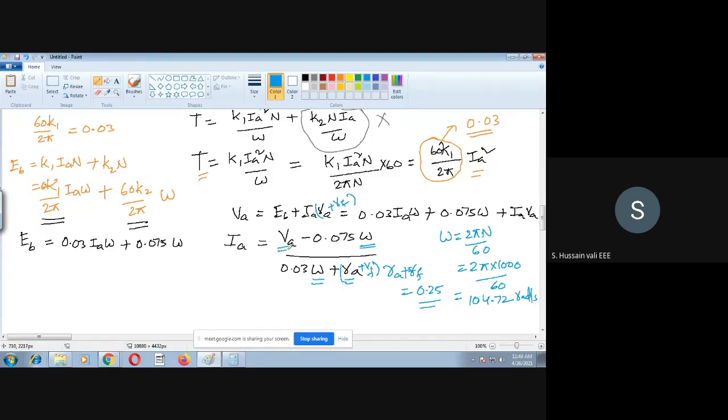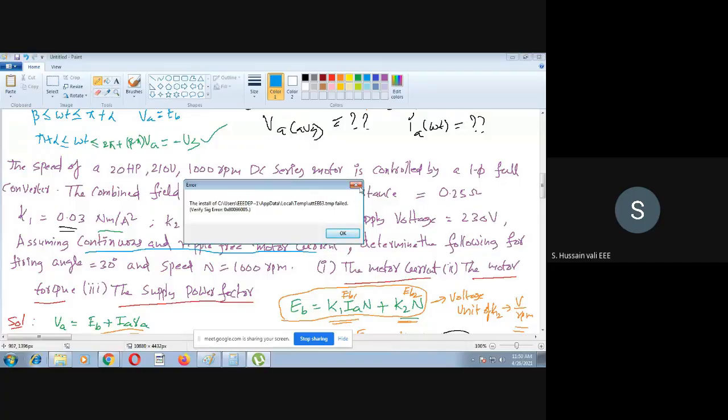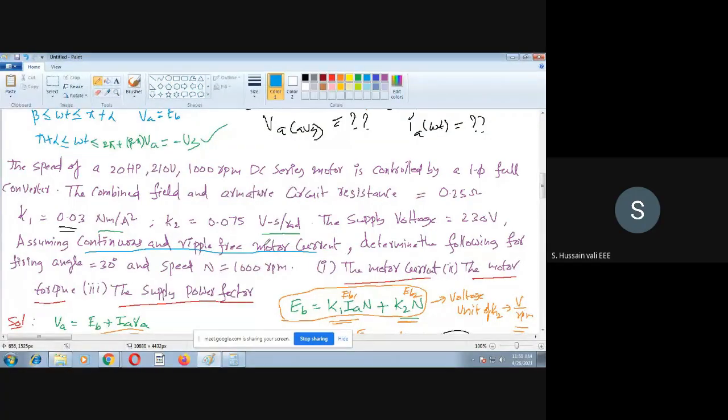Now what is the other unknown? VA is the other unknown. So what is VA? VA is the output voltage of the converter. This is fed from a single phase full converter. So what is the VA for the full converter? And he has given one important thing, that is continuous conduction, and ripple free motor current. It means just like the previous cases, IA is continuous, and also it's a constant value, because this is a ripple free motor current. We got this sentence several times even in the previous problems.